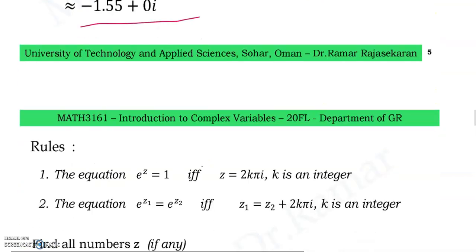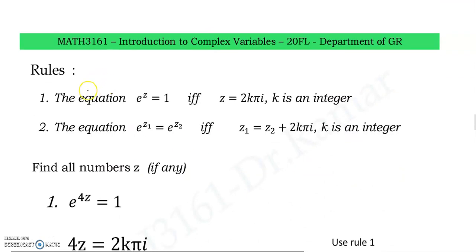Okay, this is the complex number form. Now you'll see two rules here. What is the first one? The equation e to the power z is equal to 1 if and only if z is equal to 2k pi i, where k is an integer. Similarly, another result is the equation e to the power z1 is equal to e to the power z2 if and only if z1 is equal to z2 plus 2k pi i. Here also k is an integer.